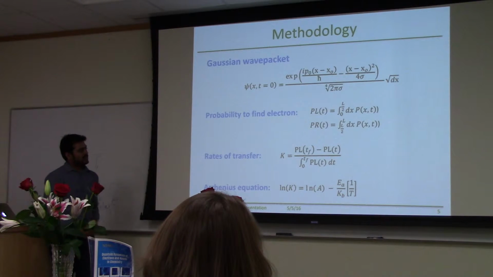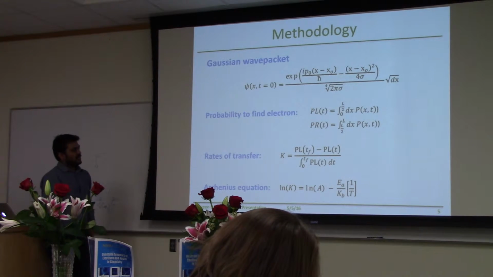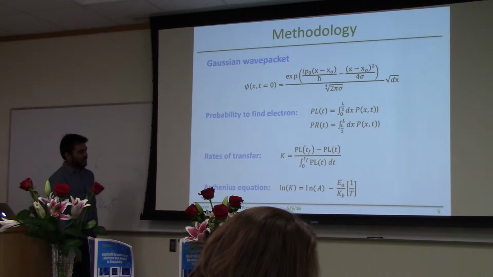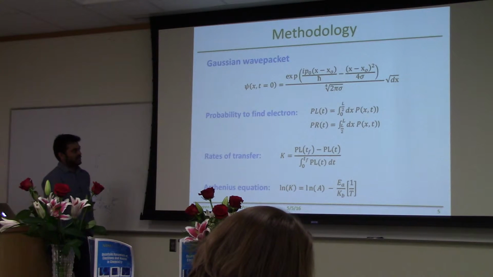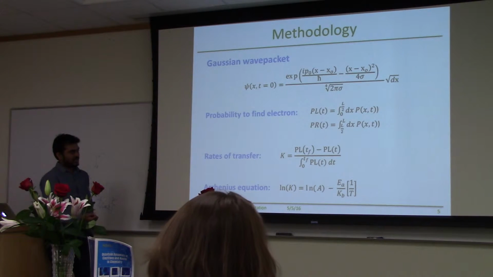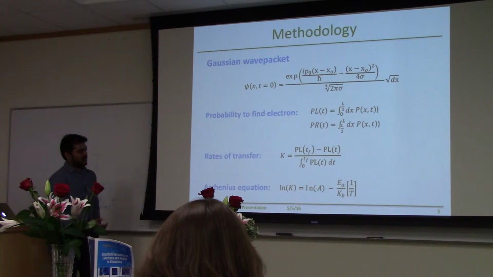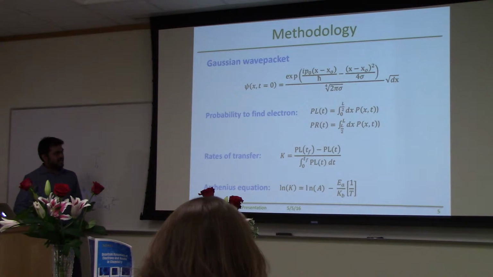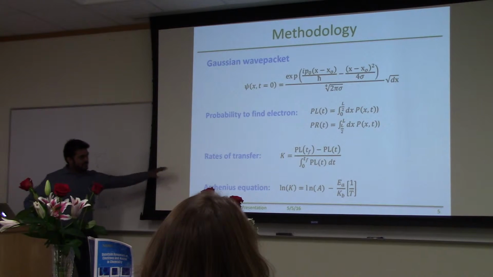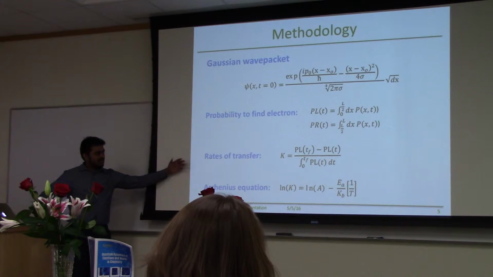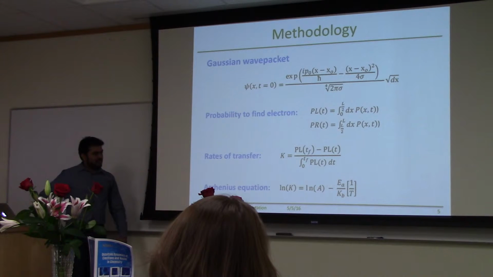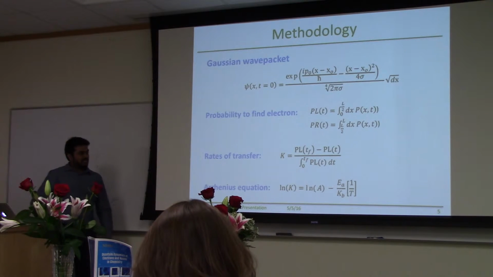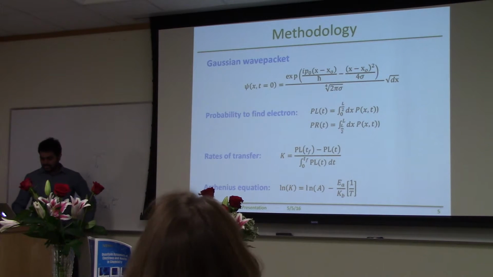And for the rate of transfer, we utilize K as a formula where the difference between the probability at the final time and the initial time is divided by the summation of probability over the entire time. Making use of these kinetic rate constants, we utilize the Arrhenius equation to determine the activation energy using Arrhenius plots.